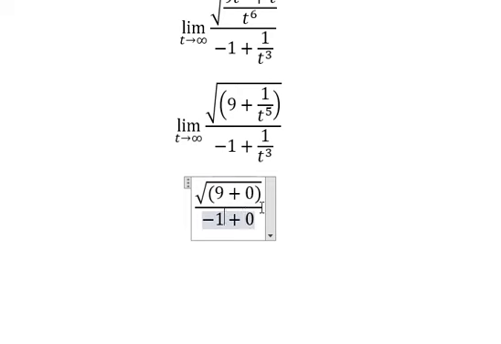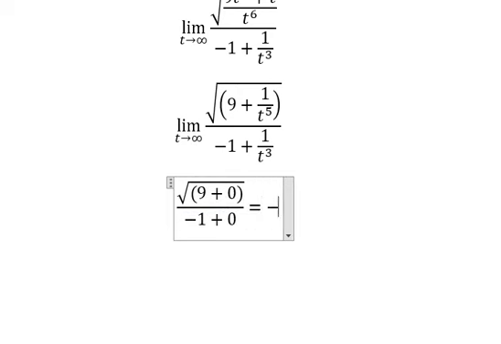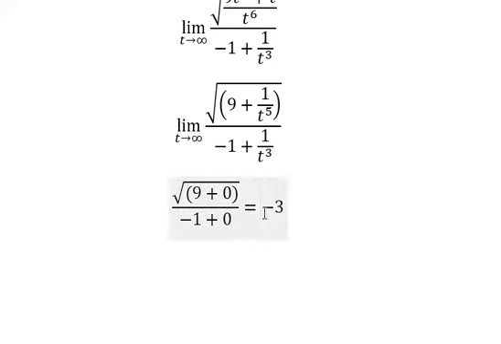We calculate this one and we get negative 3. And this is the final answer. That is the end.